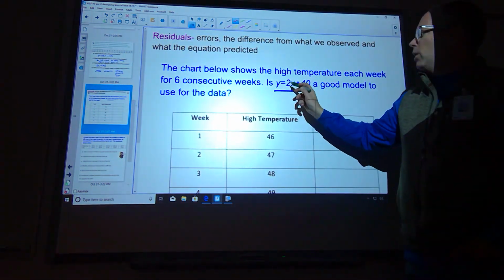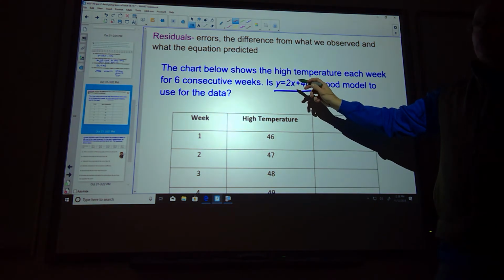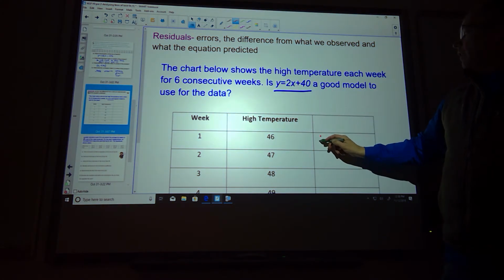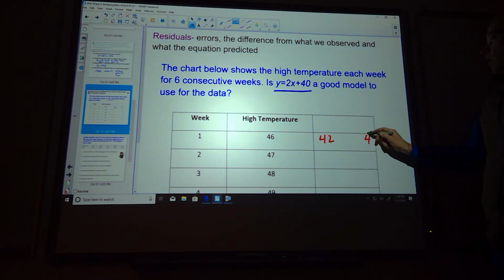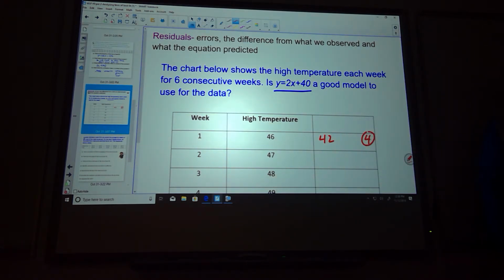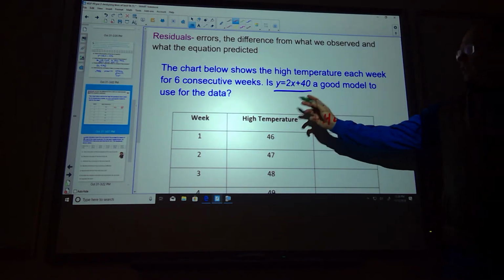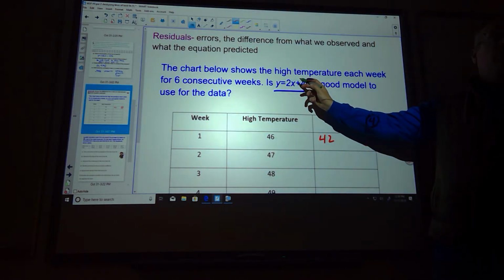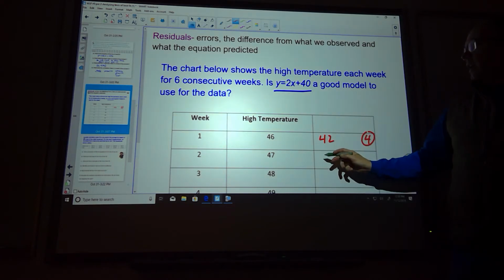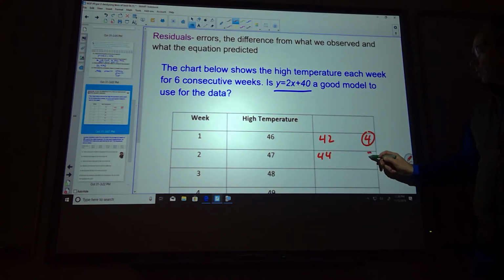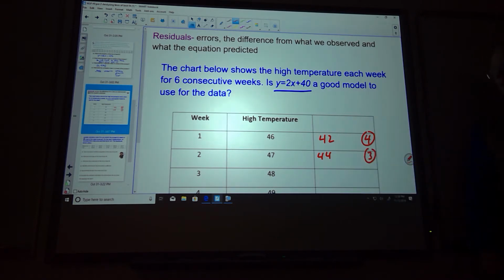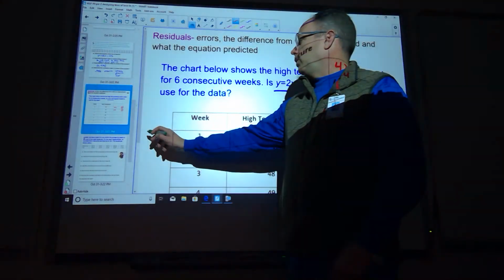If I take 1 and plug it in, 2 times 1 is 2 plus 40, I get 42. If I subtract these, I get 4. Is that okay? If I take 2 and plug it in, 2 times 2 is 4. 4 plus 40 is going to be 44. Subtract those, so I get 3. So my residuals are right here. My observed versus my actual.